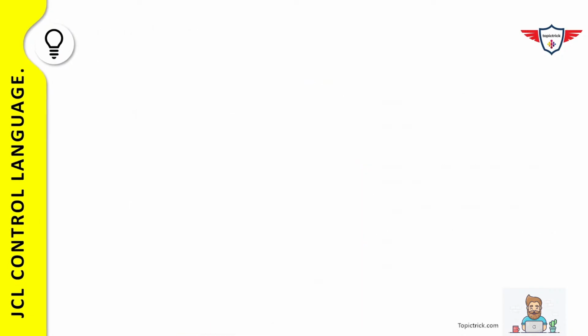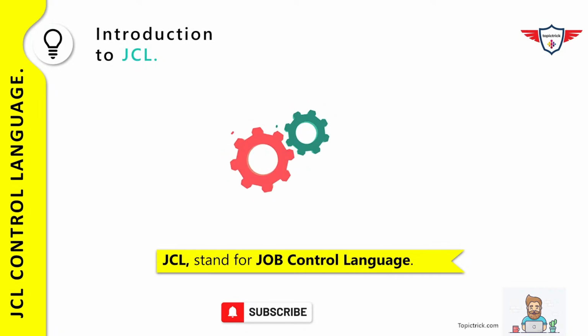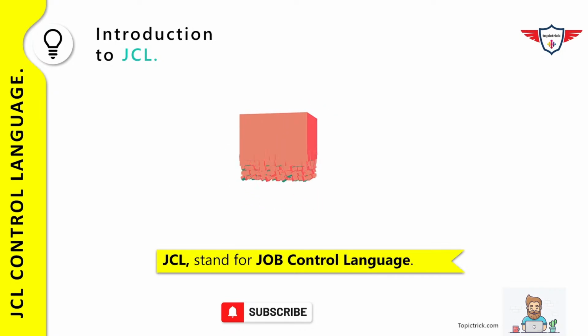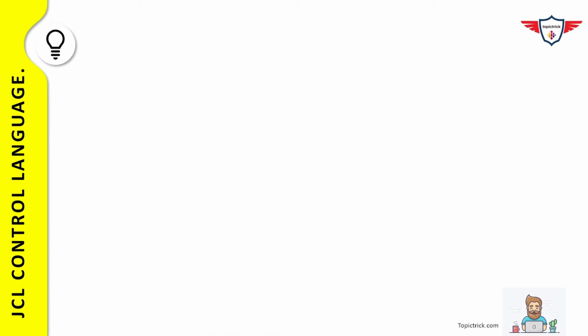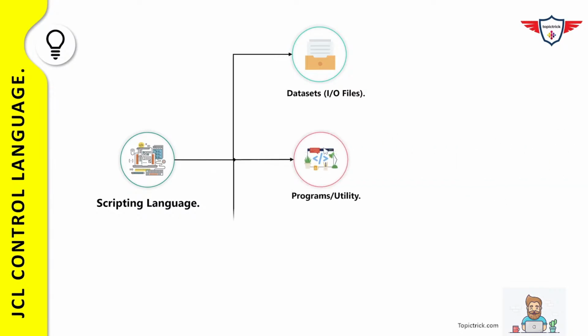Now, let's focus on the term JCL. The term JCL stands for Job Control Language, and it is primarily used on the IBM mainframe to convey information to the z/OS operating system through a set of statements called Job Control Statements. JCL is a scripting language. In fact, it is one of the oldest and most robust scripting languages. Precisely, the purpose of JCL is to provide information related to the program, datasets, and the input-output devices to be used during the execution of a job.